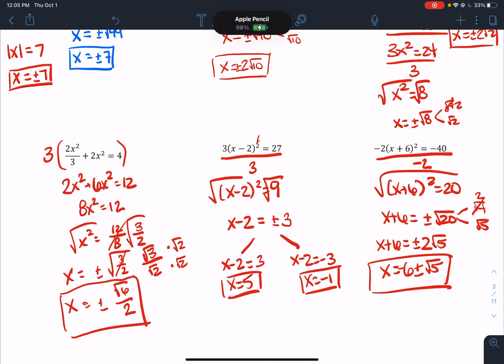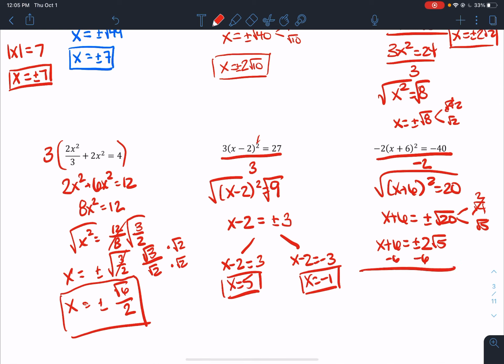Make sure you don't, so I'm going to subtract 6 from both sides. And a really common mistake here is to do 2 minus 6 and say it's negative 4. But that's not true. You're subtracting and adding before you're multiplying there. So I have to say that x equals negative 6 plus or minus 2 radical 5. And that's my solution. Be sure to follow your order of operations carefully.